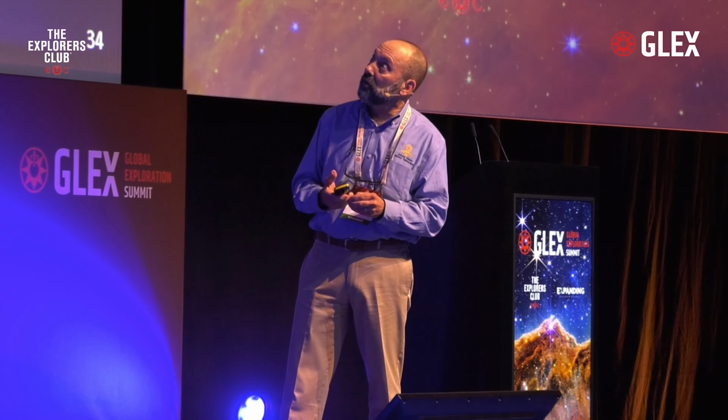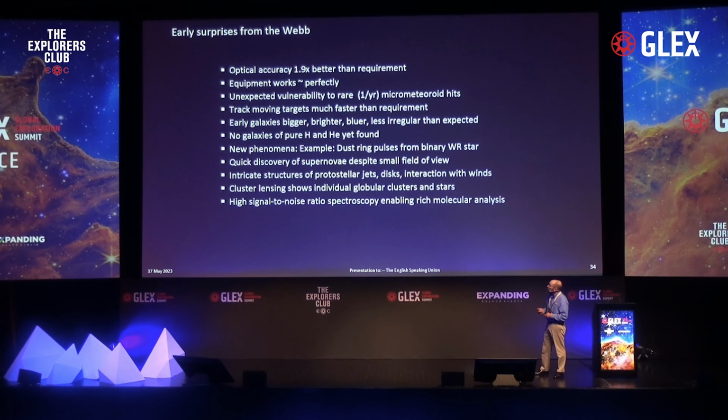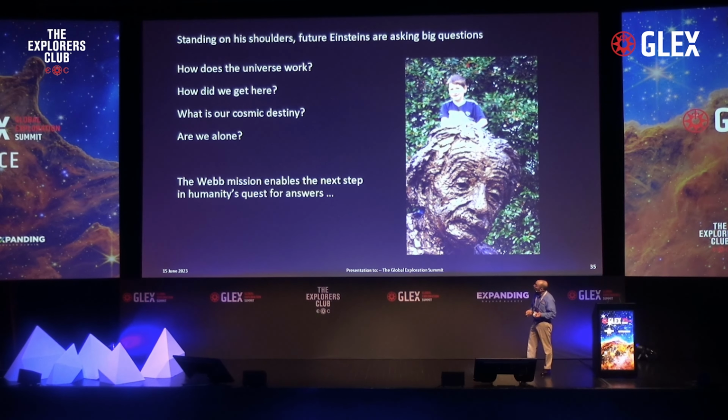The early galaxies are bigger, brighter, bluer, and less irregular than we expected them to be. We haven't seen a truly primordial one yet. And the Webb has discovered supernovae, which is a little bit of a surprise because its field of view is very small. And we see a lot of gravitational lensing, and in those gravitationally lensed images of the early universe, we can actually see individual star clusters, which is quite remarkable. And the data is of very high quality.